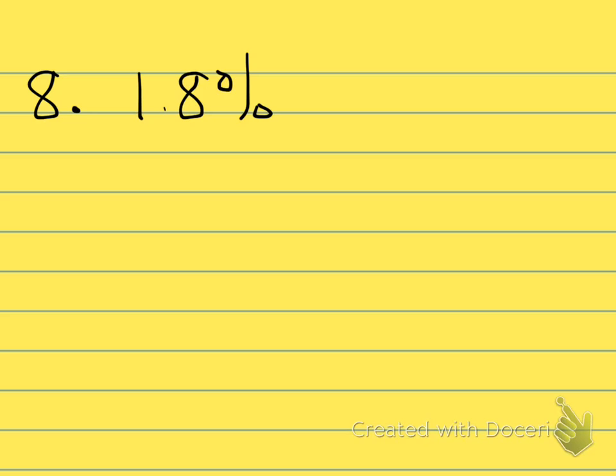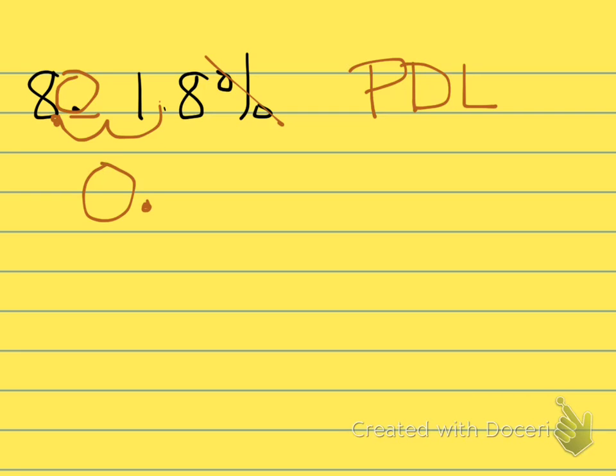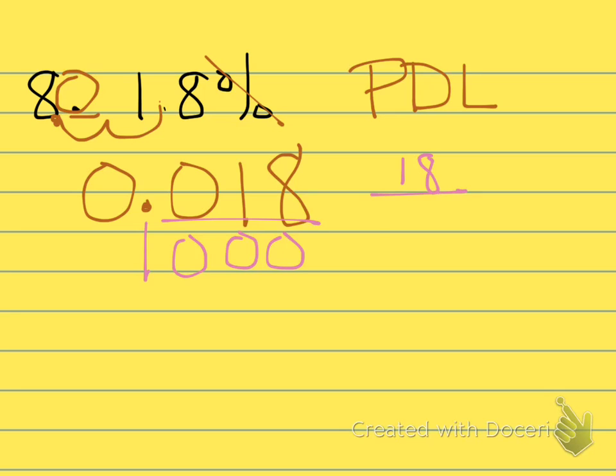Now number 8, again, we're doing the decimal and the percent, so I'm going to do my PEDAL to the left. I took my decimal right here and I moved it 2 places to the left. I need to fill the space in with a 0, ditch my sign, and so the decimal form is 0.018.